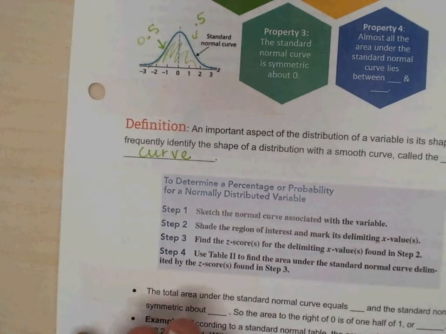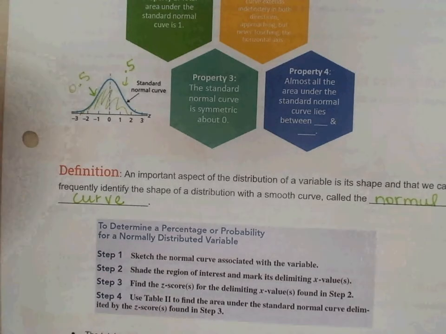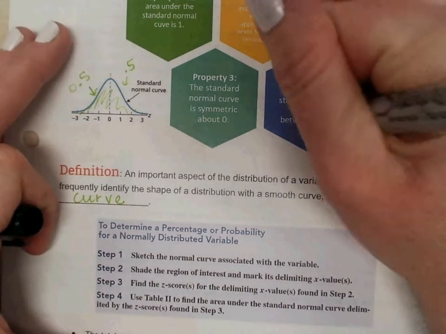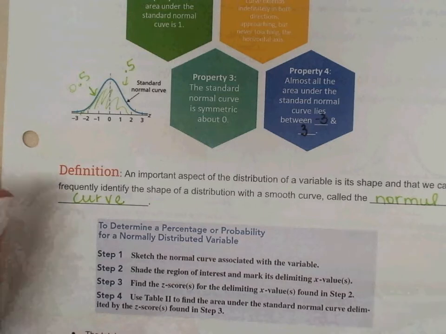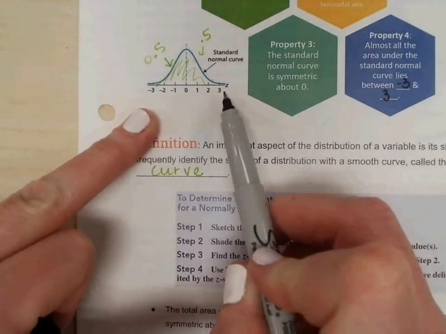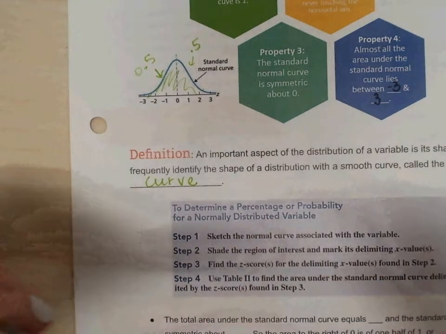So property 4 then, Grayson? Almost all the area under the standard normal curve lies between blank and blank, -3 and 3. That's our 3 standard deviations rule when we think about our standard normal curve. -3 and 3 contain almost all of our data.